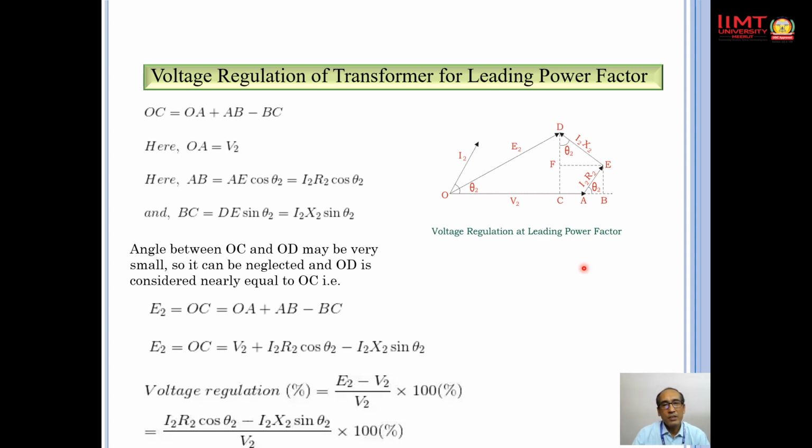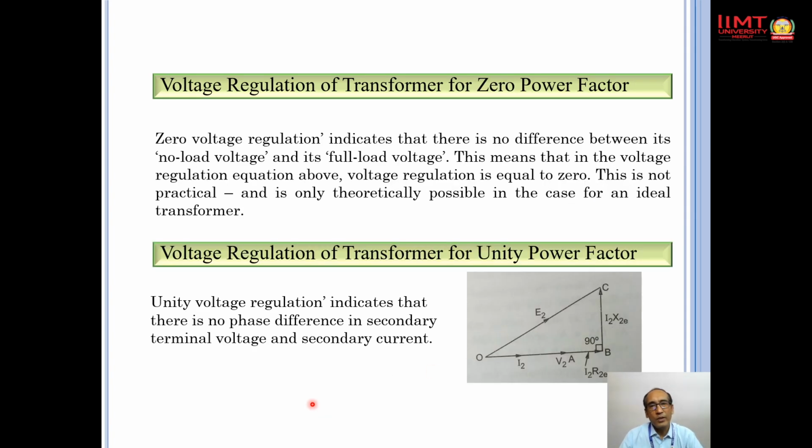So we have already discussed the lagging power factor and leading power factor. Now come to the next, voltage regulation for zero power factor. Zero power factor means cos phi value is 0. So there is no difference between no load voltage and full load voltage. And when there is no difference between no load voltage and full load voltage, it means no voltage regulation, or zero voltage regulation. So it doesn't have any meaning. So voltage regulation in this case is equal to 0, and that is not practically possible, and that is only theoretically possible for the ideal transformer, where we are using zero ohmic resistance and no leakage flux, such a system.